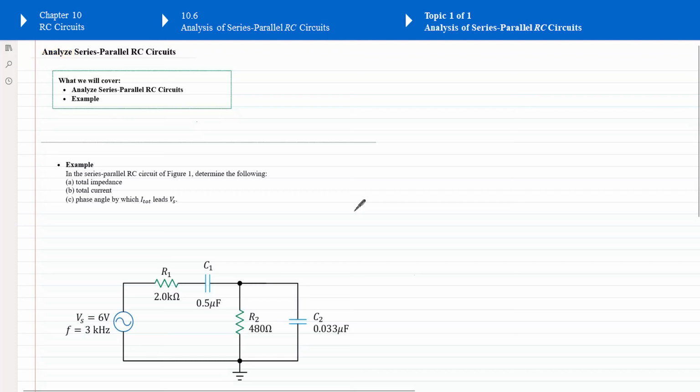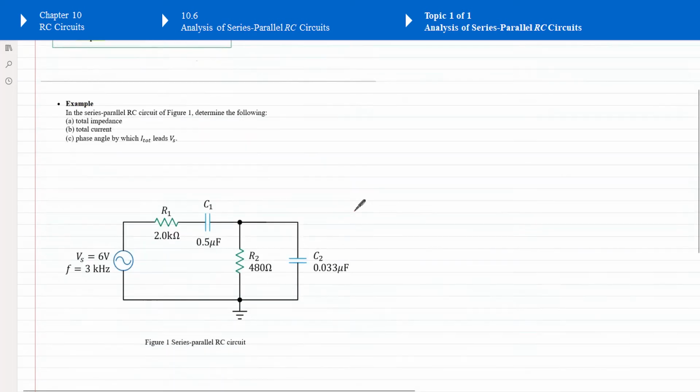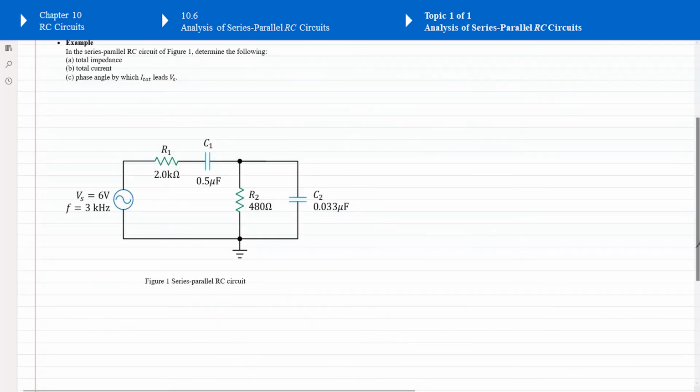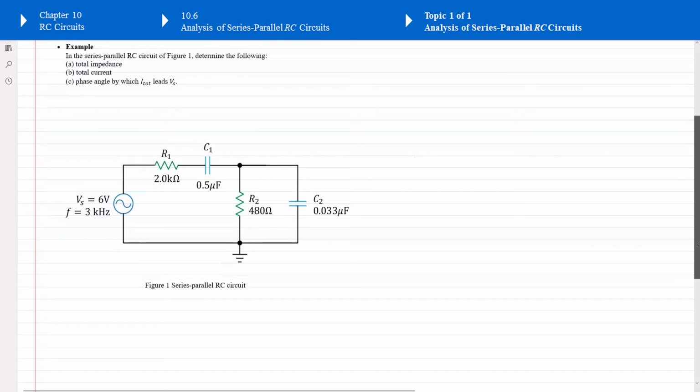This lesson, we analyze the series parallel RC circuit. So let's go straight to the examples. Here we have a series parallel RC circuit. We need to determine the total impedance first, and then the total current. At the end, we need to find the phase angle for this circuit.